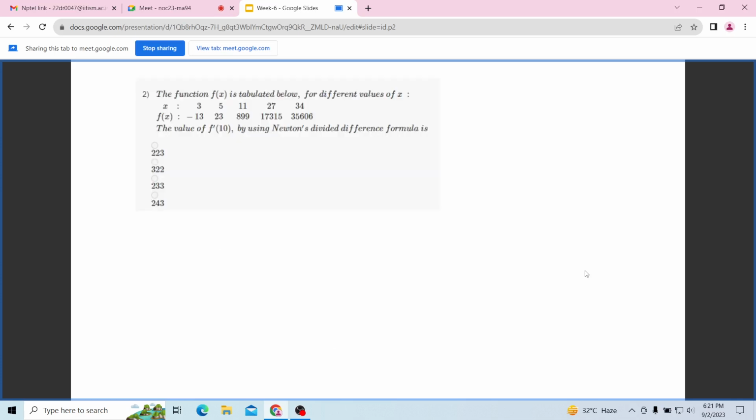So the next question is: the function f of x is tabulated below for different values of x. For different values of x, you have been given the function value. Now you have to calculate the value of f dash at x equal to 10 by using Newton's divided difference formula. See whether it is 223 or 322 or 233 or 243.